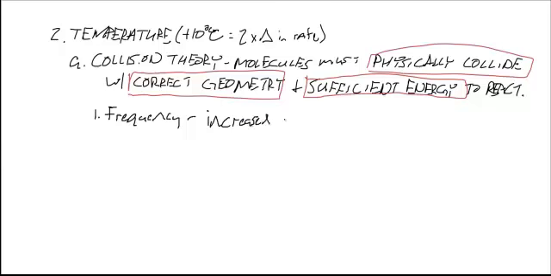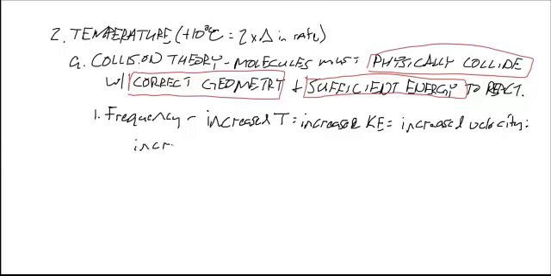If we go back to temperature, if we increase the temperature, increase T, that really means increased kinetic energy. Because what is temperature? Temperature is a measure of the average kinetic energy of a substance. So if temperature is going up, the kinetic energy of the substance is going up. If kinetic energy is going up, then our velocity is increasing as well. So increased kinetic energy means increased velocity, and increased velocity means increased collisions. As the temperature goes up, they hit more often, which means our reaction should happen a little bit quicker.